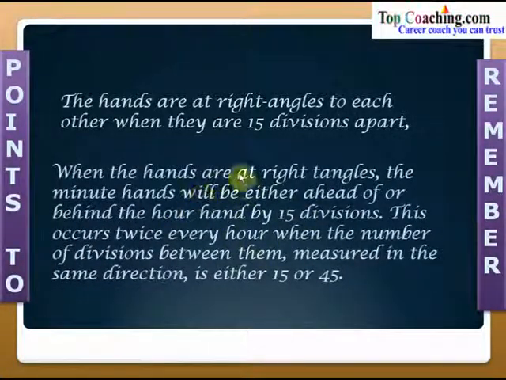When the hands are at right angles, the minute hand will be either ahead of or behind the hour hand by 15 divisions. This occurs twice every hour, when the number of divisions between them, measured in the same direction, is either 15 or 45. So the point is, whenever there is a right angle formed, there are two cases: either the minute hand is ahead of the hour hand, or the minute hand is behind the hour hand. In both these cases, the division between them is either 15 or 45. So it occurs twice every hour.